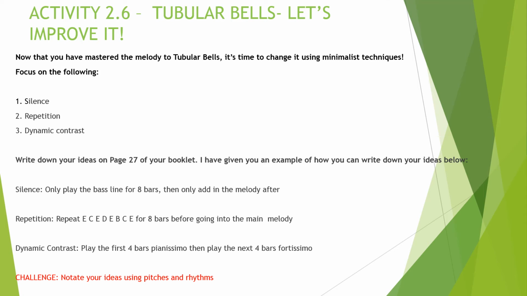For example, silence. You could only play the bass line for 8 bars. Then after that, you could add in the melody. For repetition, maybe you could repeat E, C, E, D, E, B, C, E for 8 bars before going into the main melody. For dynamic contrast, you can play the first 4 bars pianissimo, then you can play the next 4 bars fortissimo. As a challenge, I would like you to notate your ideas using pitches and rhythms. Please pause the video now.